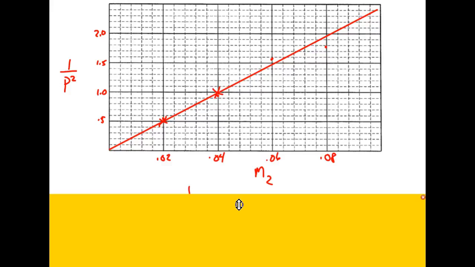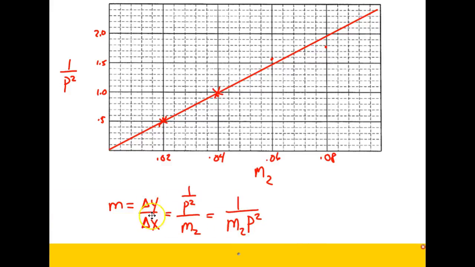In part D, they now want us to use your graph to calculate the experimental value of little g. So clearly, we're going to calculate the slope and somehow use that to determine little g. Let's take a look at how we're going to do that.